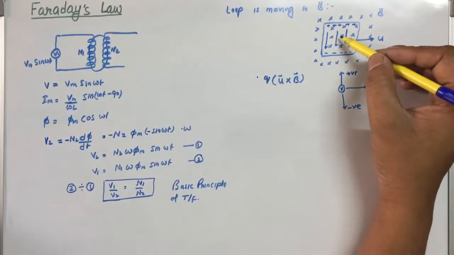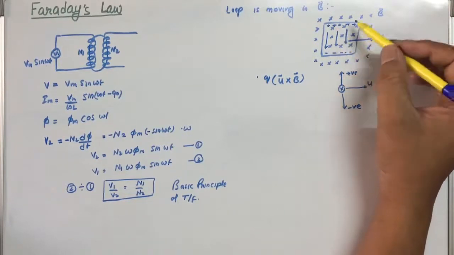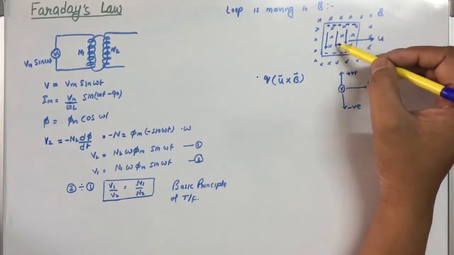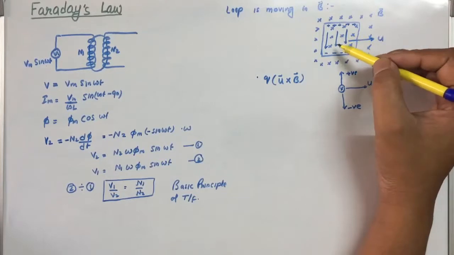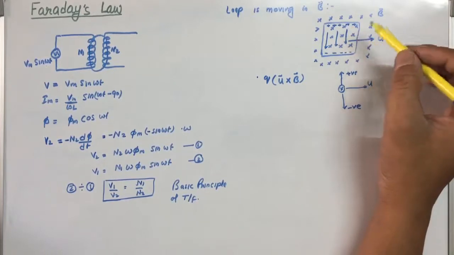So this is Lenz's law: the effect, the accumulation of charge here, opposes the cause, that is the field. So from here it is verified that the induced EMF is the effect that is opposing the cause, that is the magnetic field.